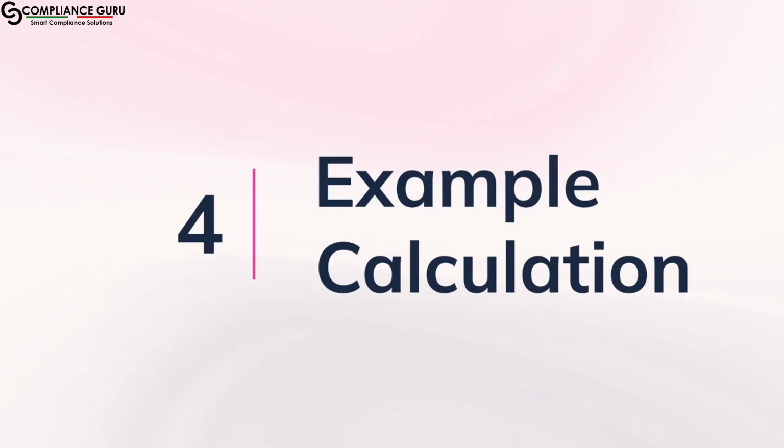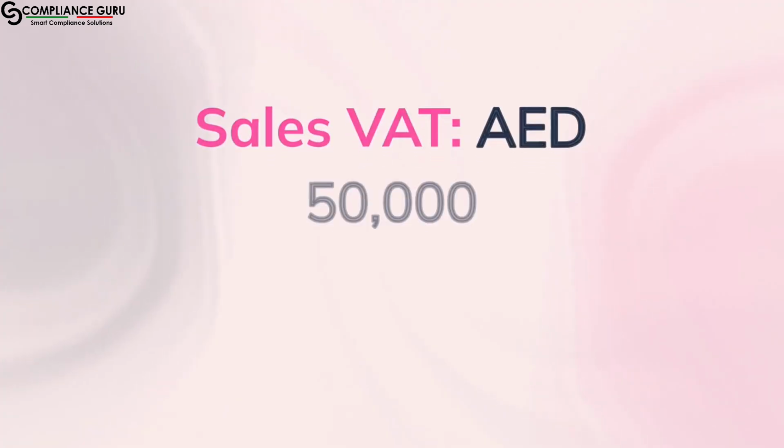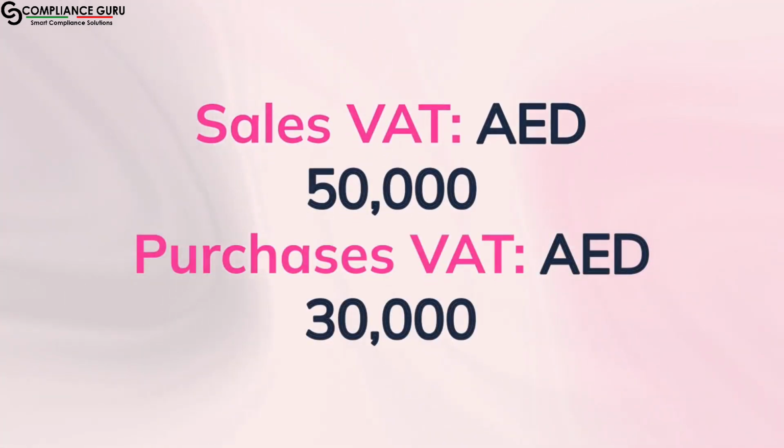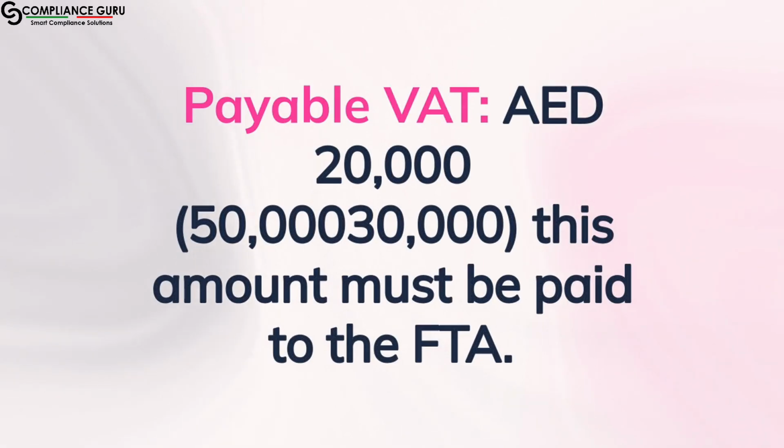4. Example calculation. Sales VAT, AED 50,000. Purchases VAT, AED 30,000. Payable VAT, AED 20,000, which is 50,000 minus 30,000. This amount must be paid to the FTA.